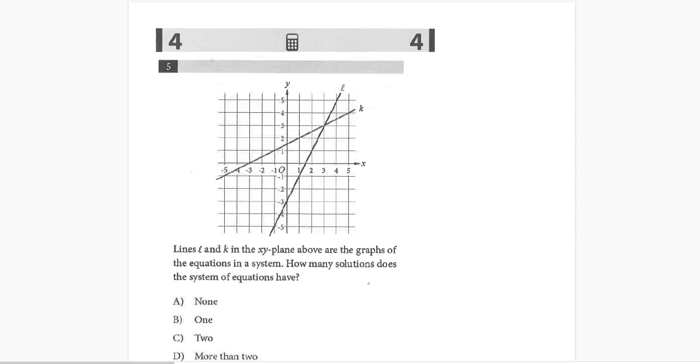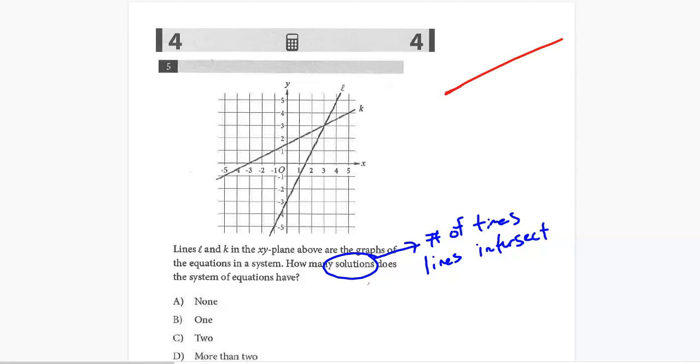Lines L and K in the XY plane above are the equations in a system of equations. How many solutions does the system have? Well, the big idea here is that solutions are the number of times that the lines intersect. Okay, so the only possibilities are, just to show you a little bit on this, you could have the exact same line on top of itself, which this system would be infinite solutions.